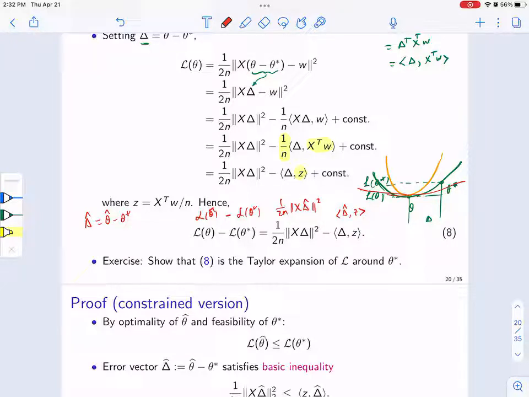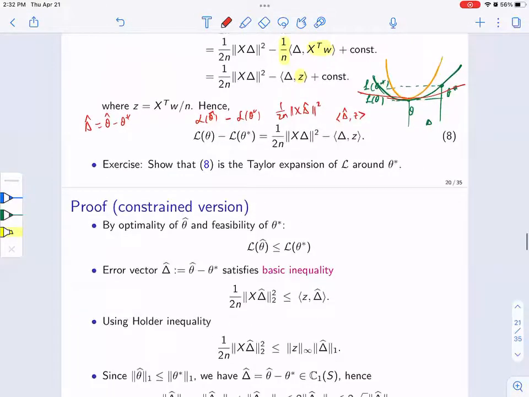But if the curvature is high, whenever this is small, then the delta hat has to be small as well, so I have a control over the error. We'll see in the proof.